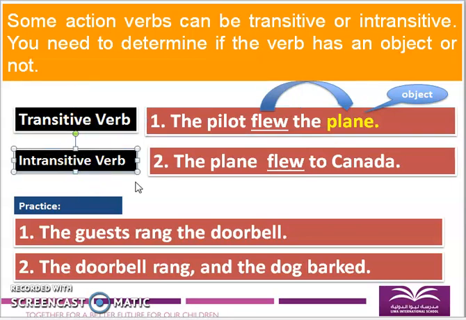How about the next example? The plane flew to Canada. Let's ask the question then, what? The plane flew what? Can we get the answer of the question what? No. The plane flew who? Can we get the answer of the question who? No. So, this flew is an example of intransitive verb. So I hope this one is clear for you.